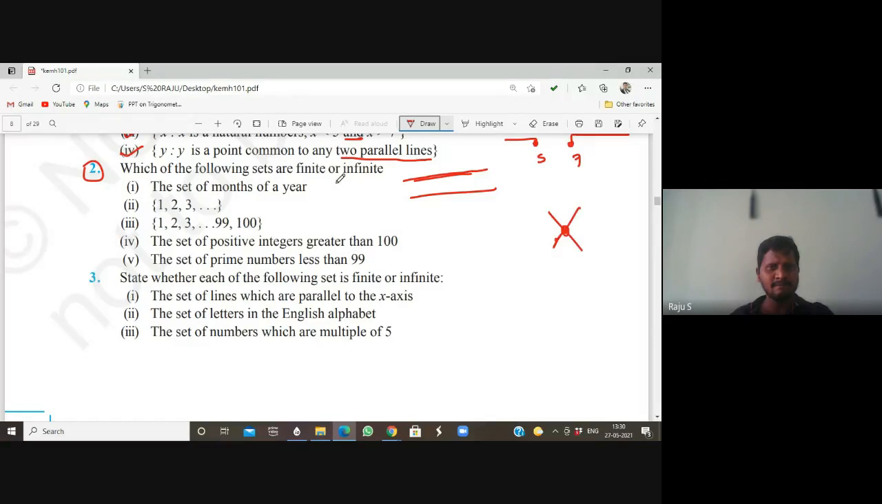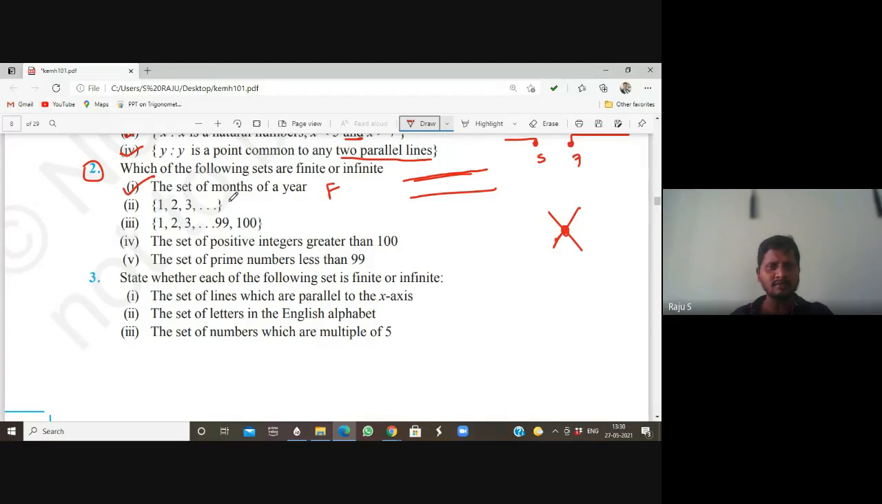Finite or infinite? Finite. The set of months in a year. How many months are there? Finite. Yes, 12 months. It is finite.